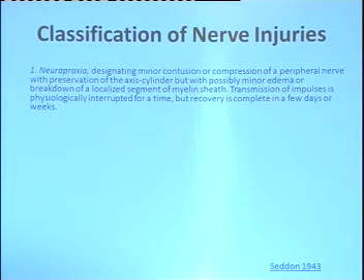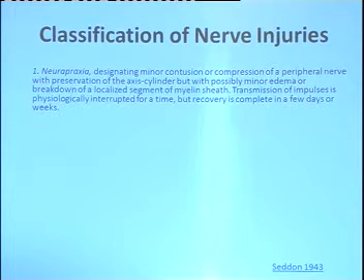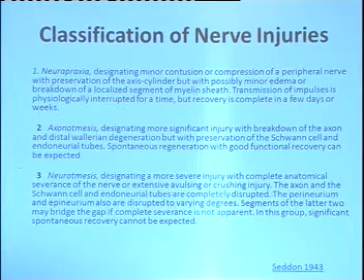Now, how do we classify nerve injuries? Well, Seddon in 1943 classified them into neuropraxia, that is a local conduction block, and axonotmesis, where the axon is cut within its sheath, and then neurotmesis, where all the sheaths are cut, and the recovery will be very difficult. You have to know the structure here.